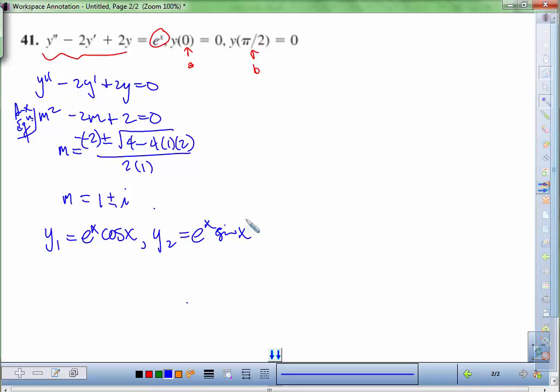Okay, so we have our solutions. Now that we have our solutions, we want to make sure that they fit our conditions. If we put y of 0, which should equal 0, and y of pi over 2 should equal 0. So let's check to make sure our conditions are satisfied.